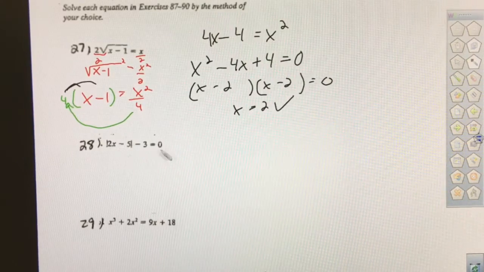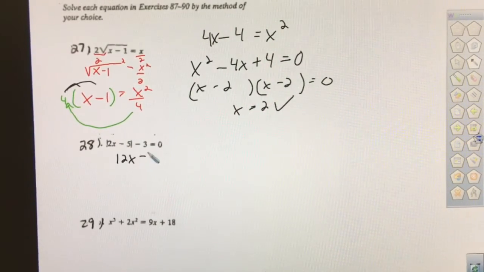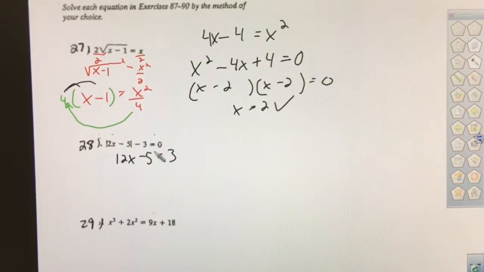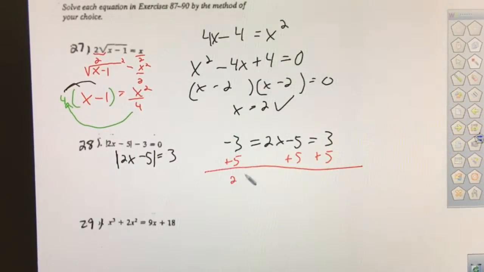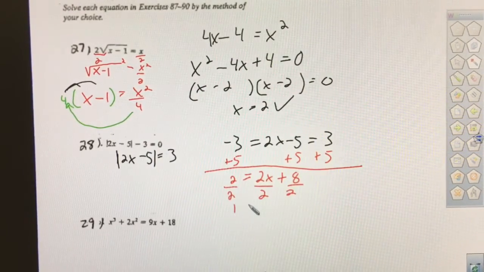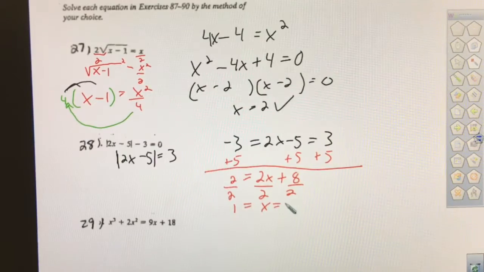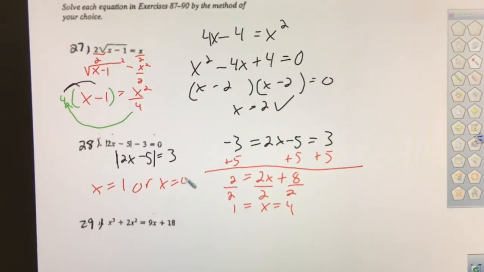I'm going to solve this absolute value. I'm going to add 3 to both sides. That's going to give me absolute value of 2x minus 5 equals 3. This is going to set up 2 problems. So that's going to give me 2x minus 5 equals 3, or 2x minus 5 equals negative 3. And now I'm going to solve this rapidly by adding 5 to every side. So that's going to give me 2 equals 2x, or 2x equals 8. Divide everything by 2. It's going to give me 1 equals x, or x equals 4. So my answer is formally x equals 1 or x equals 4.